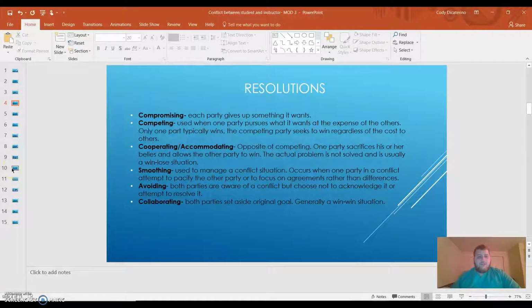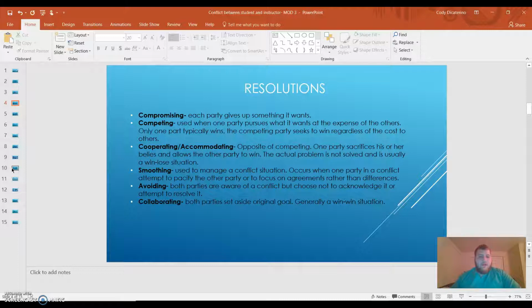Smoothing is used to manage a conflict situation. It generally occurs when one party in a conflict attempts to pacify the other party or to focus on an agreement rather than differences. Avoiding: both parties are aware that there's a conflict, but they both choose not to acknowledge it or attempt to resolve it and basically walk away. So basically leave it there, and that can sometimes lead to negative patient outcomes.